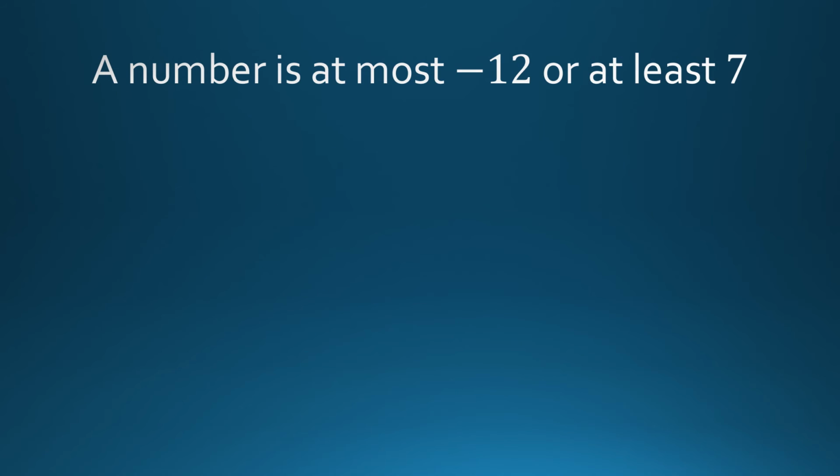Let's look at this next one. A number is at most -12 or at least 7. So a number could really be any number at this point. We can pick whatever variable we want. And so our default is normally just x in this case, and that's what I will use here. And it is at most -12. So what does at most mean? It says it could be smaller than -12, it could be -12, but it can't go larger than -12. So x has to be less than or equal to -12 in this case.